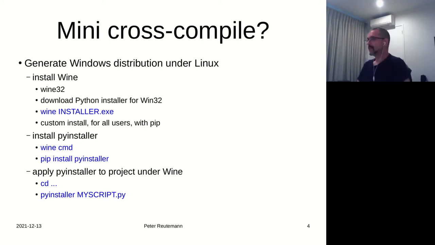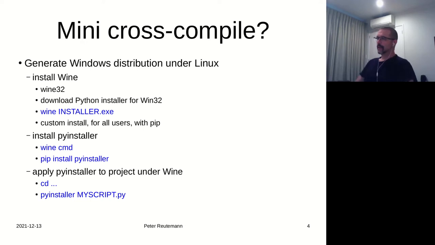So you can, in theory, just download a Python installer for Windows, 32 rather than 64-bit. That's what was working for me. Run that with Wine, and it pops up its usual user interface. You go through and install for all users, including pip and whatnot. And then you have a decent enough environment.